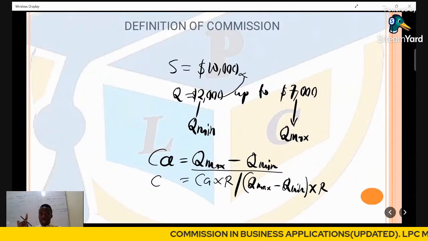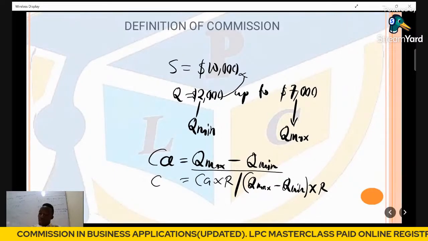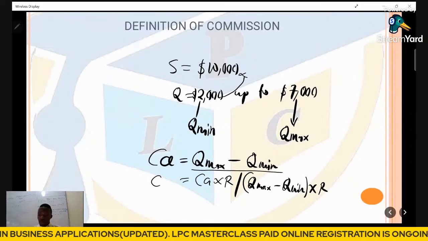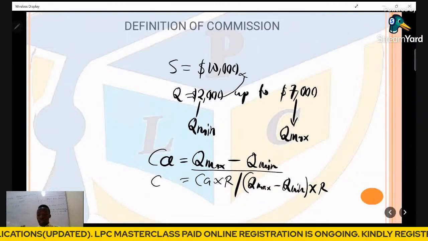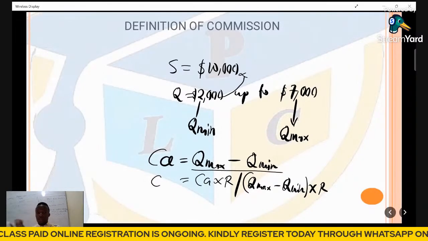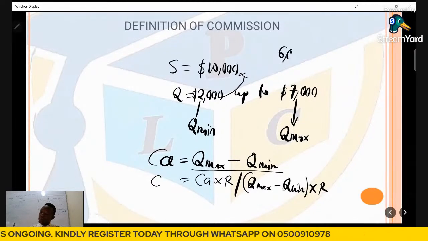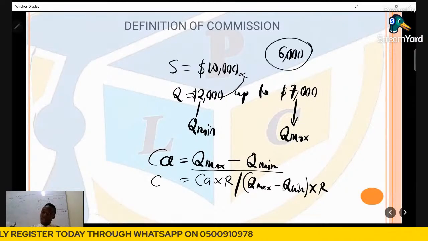But where only one quota is given, which in every case is going to be the minimum quota, you compare the minimum quota against the sales level, and then you are good to go. But one thing we also need to note here is that, let's say this time around, our sales level is not 10,000, but rather it is, say, 6,000. So now what is happening here?